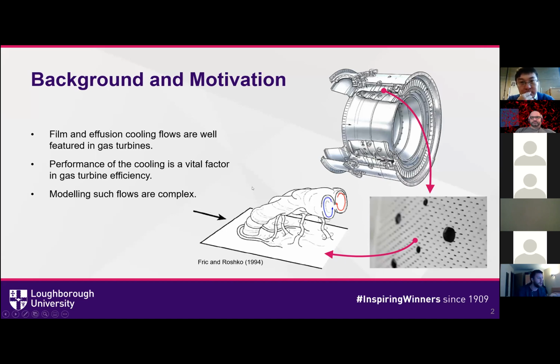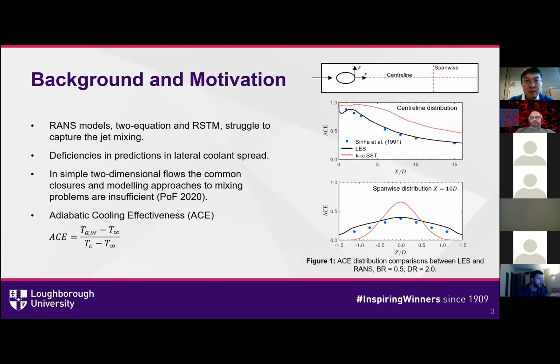Film and effusion cooling flows are very prominent in gas turbine systems, through combustor liners and turbine systems, and their use enables improved efficiencies by allowing us to access greater temperatures in the combustor and turbines, as well as improving secondary air usage throughout the systems. But modeling such flows is rather complex. We have an image here by Fric and Roshko. This is quite a high velocity ratio flow, but you can see here that the flow structures are complex, and modeling these kinds of flows with RANS is particularly difficult. Simple cost-effective RANS models struggle to accurately capture these flows, not just simple two-equation models, but also explicit algebraic and even Reynolds stress models as well.